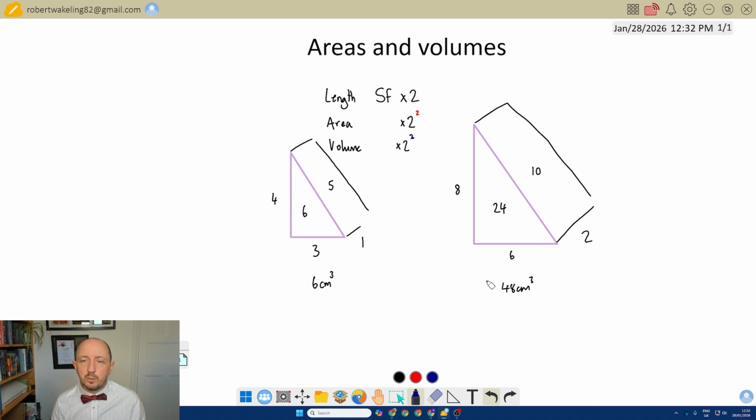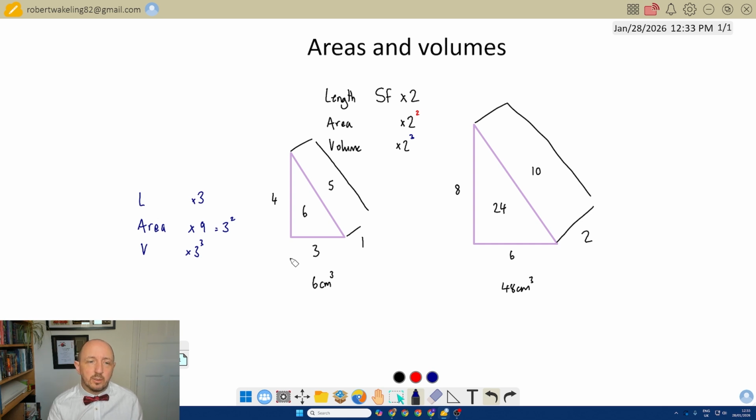Okay, so when you're looking at this topic, sometimes they will talk about the length, and you can see if it's doubled, the area will be 2 squared and the volume would be 2 cubed, but they may start with an area. Okay, so if the area is multiplied by, say, 9, which is the same as 3 squared, then the length will be 3 times bigger and the volume will be 3 cubed. So it will be 27 times bigger.